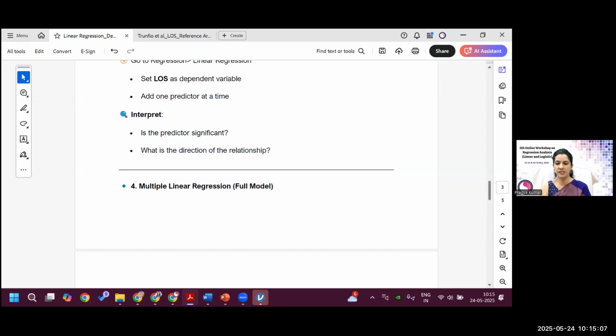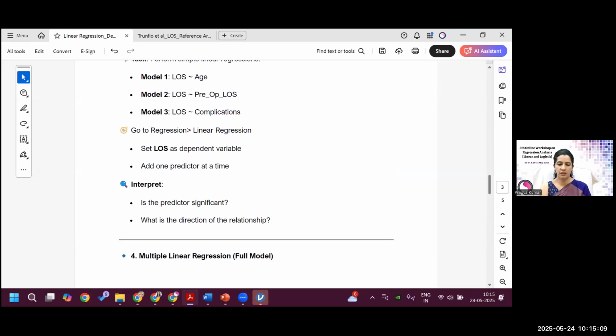So, summarizing yesterday's session, we started with the simple linear regression. We started with correlation, which is basically when you study the relationship between two continuous variables. But correlation only tells you the strength of association and whether that association is significant or not. If you want to know the magnitude of association, that is the beta, then you need to go for regression.